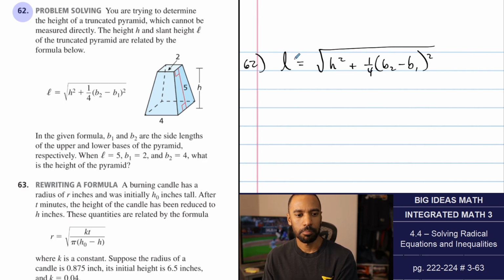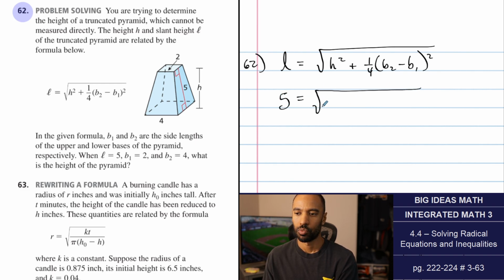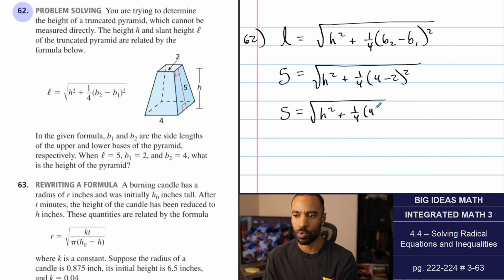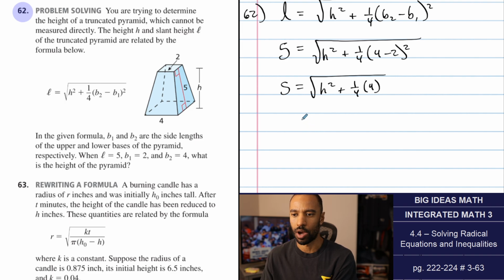In the given formula, B1 and B2 are the side lengths of the upper and lower bases. So when L is 5, it's just a substitution. So L is 5. We got to find H, the height. We have B2 minus B1. We'll call it 4 minus 2. Let's square that. Wasn't there an H elsewhere? No, that was it? Okay, that's it. All right, so 5 equals the square root of H squared plus 1/4 of 4 minus 2 squared, which is 4. So 1/4 of 4 is 1.